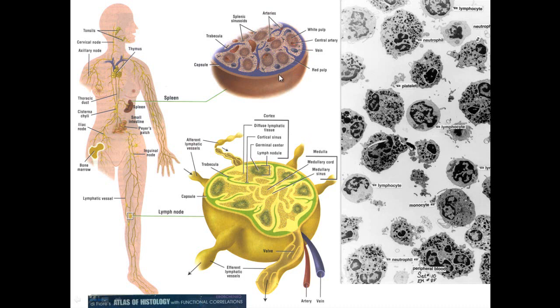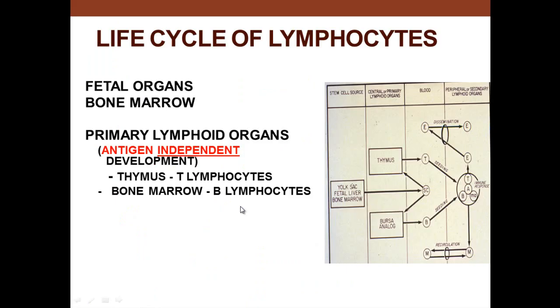So here we see this is the spleen and the lymph node, and we'll talk about those more. So the life cycle of the lymphocytes: they start out in the yolk sac or bone marrow, and then from the thymus comes the T lymphocytes, and from the bursa equivalent, which is probably bone marrow in mammals, we get the B cells. Those B cells repopulate the other cells of the body, and then from cell division you produce more of those.